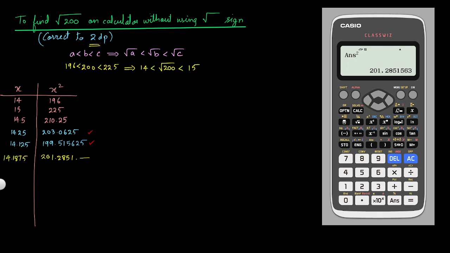14.1875 and 14.125. So I'll just take a value between that. So let me just go back. So this is between 14.125 and 14.1875. So the interval is further narrowing down. So that gives me 14.15625.